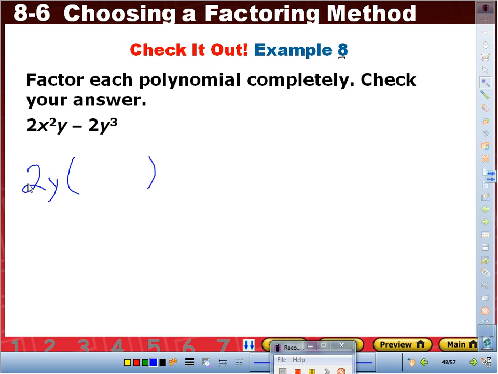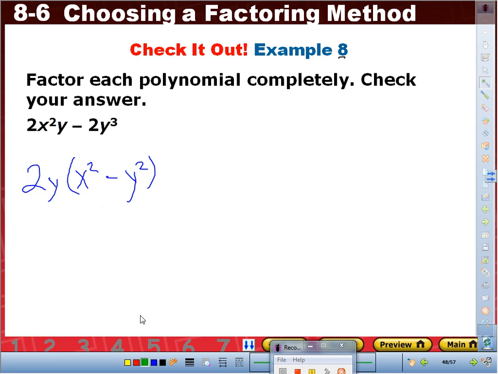So, therefore, what is 2 divided by 2? 1. And we're left with x squared, and y divided by y is 1, okay? Minus, okay? 2 divided by 2 is 1, so we're good. y cubed divided by y, that's y squared. So step 1 is done. GCF is done. Step 2, what did we say?